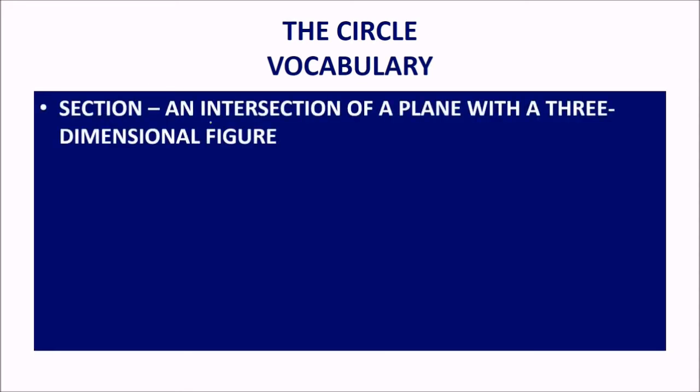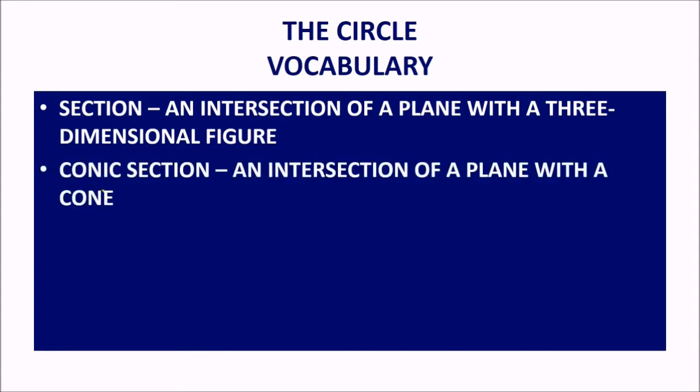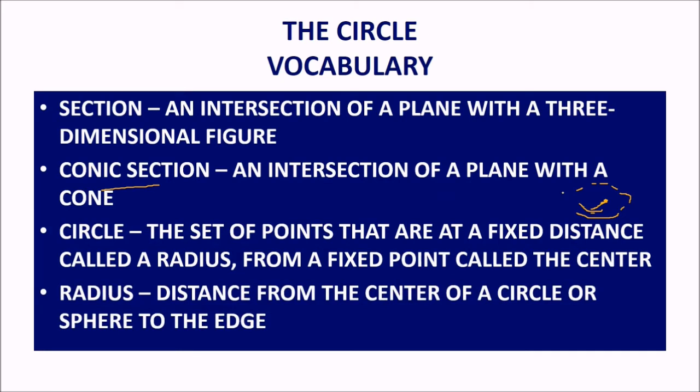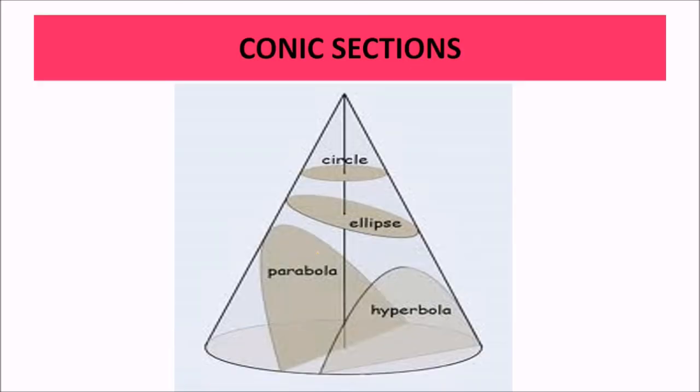Circle: an intersection of a plane with a three-dimensional figure is a circle. What about the conic section? An intersection of a plane with a cone. And the circle is the set of points that are at a fixed distance, called a radius, from a fixed point called the center. So the locus of a point which is equidistant from a point, which is called the center, this locus of the point is the circle. Radius is this distance from the center of a circle or a sphere to the edge.